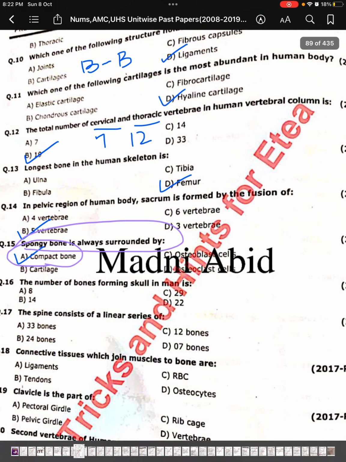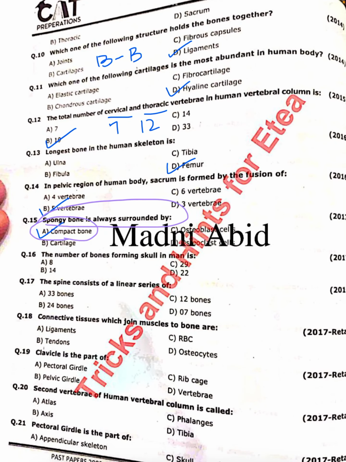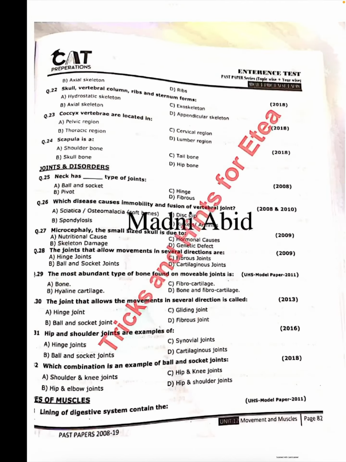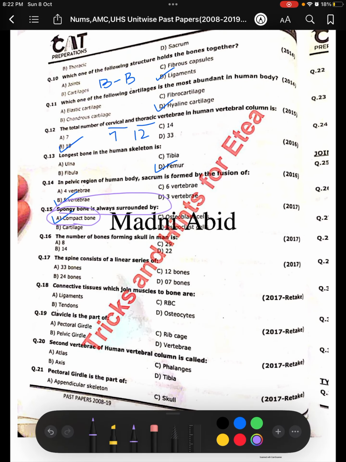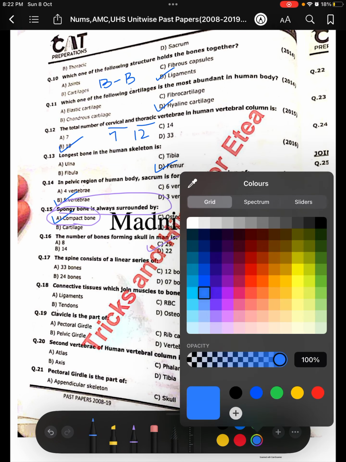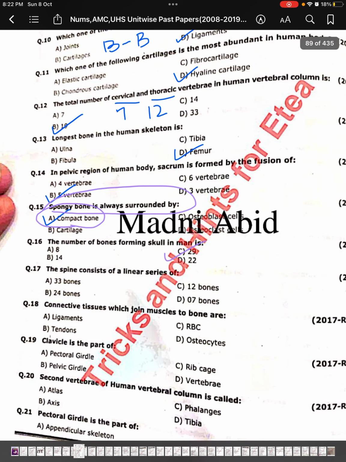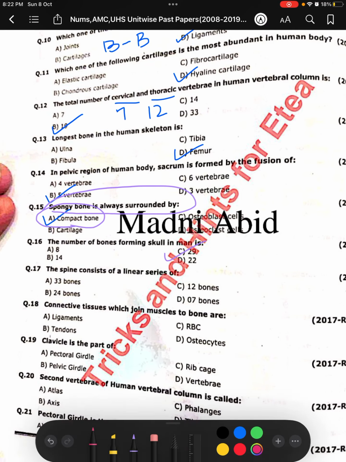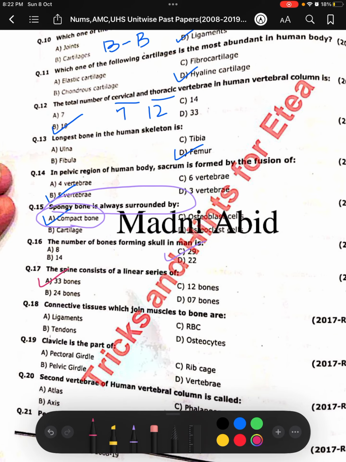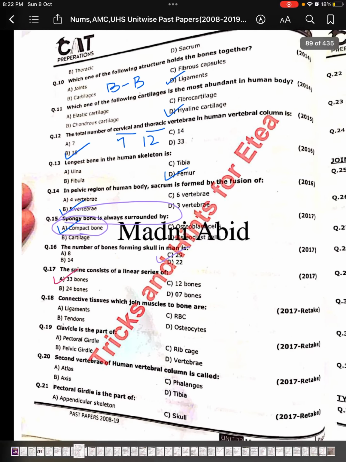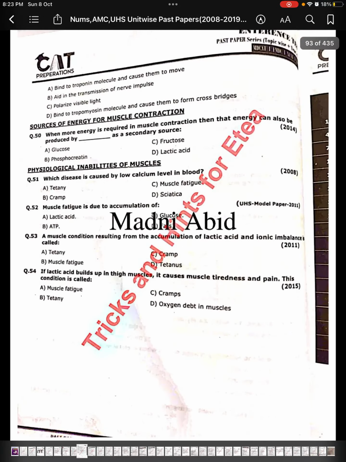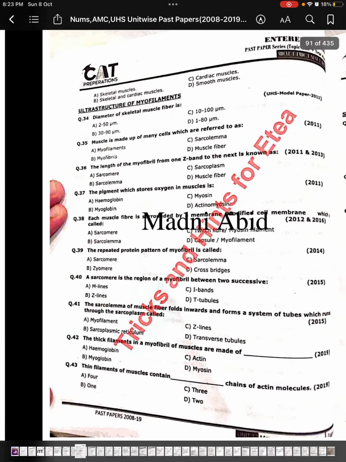Nice. Now, the number of bones forming the skull in man is 29. This is 29 basically. Oh, nice. The spine consists of a linear series of 33 bones. I guess this. Let's check. 17A. 17. It's A. Yeah, it's correct.